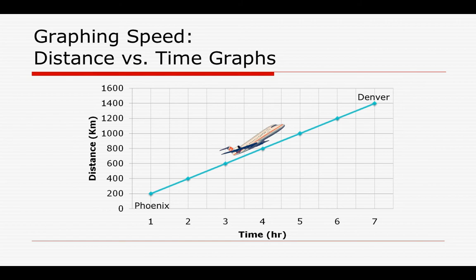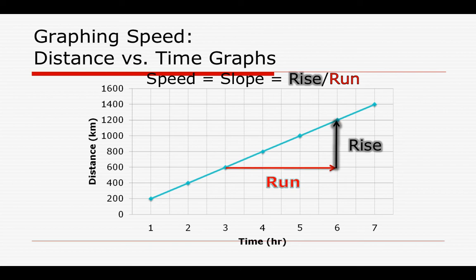Well, the speed is actually distance over time. And if you calculate the slope of the graph, you are calculating distance over time, because slope is technically rise over run. This is the rise, and this is the run. So rise is the change in the distance, and the run is the change in the time. If you take rise over run, we are going to calculate the speed.